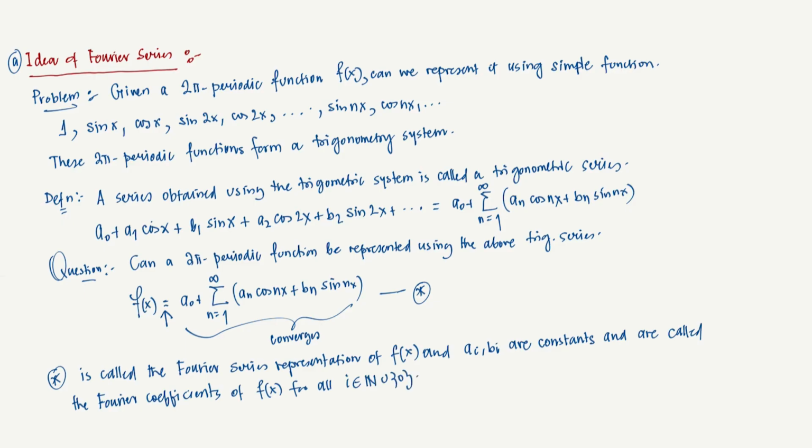Now, another question is this: can we write a0, an, bn in terms of f? These are constants, but without understanding what the constants are, we can't decompose f of x, right? So there is an easy formula. It's called the Euler formula. By the way, we will deduce all of this. Yes, the coefficients of f of x are given by the Euler formula.